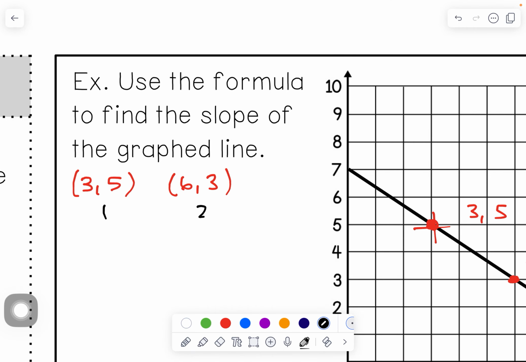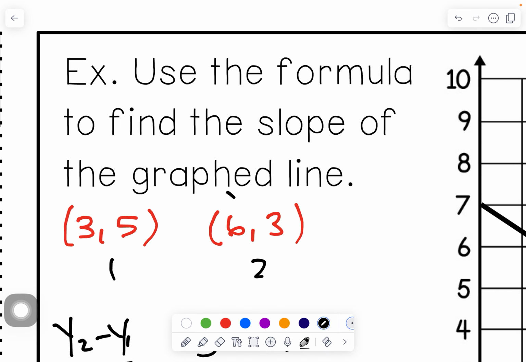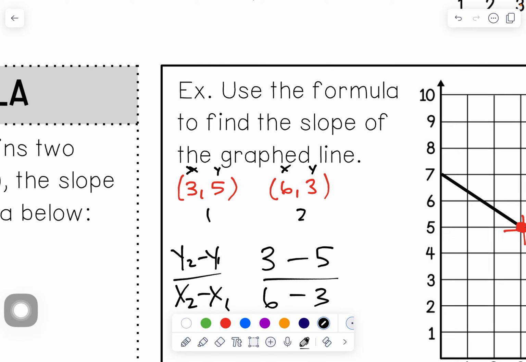All right, so then I want to use my formula, y2 minus y1 over x2 minus x1. That means I'm going to pull the y value from the second point first, which is 3. Then I'm going to pull the y value from the first point, which is 5, and subtract them. On the bottom of the fraction, I'm going to pull the x value from the first point, which is 6, and the x value from the second point, which is 3. Of course, during this process, I have to remember that my x number comes first, my y number comes second. That would be important prior knowledge.